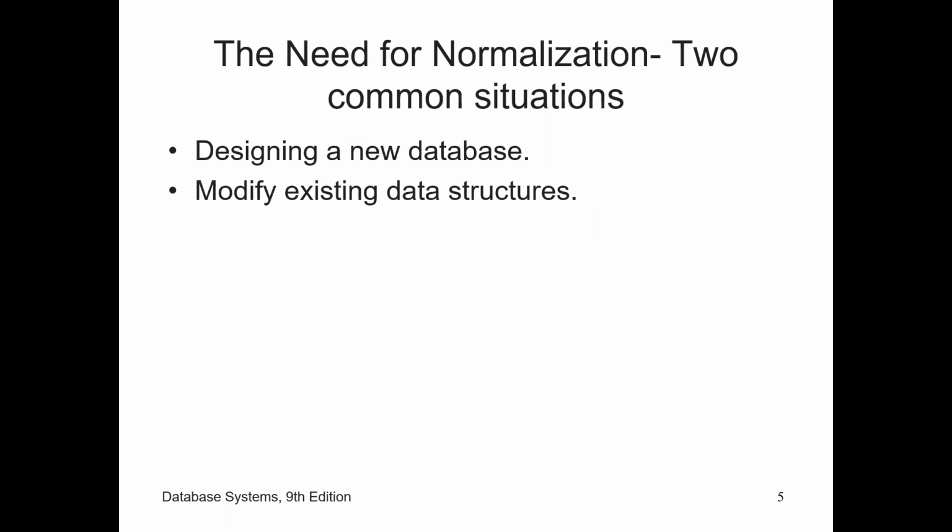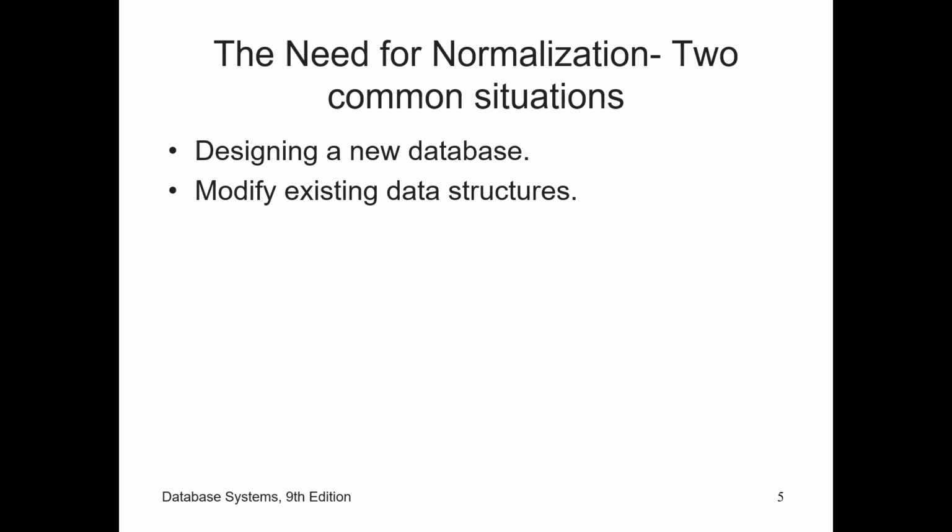The need for normalization. Normalization is typically used in conjunction with entity relationship modeling. There are two common situations in which database designers use normalization. One, when designing a new database structure based on the business requirements of end users, the database designer will construct a data model. After the initial design is complete, the designer can use normalization to analyze the relationships that exist among the attributes within each entity to determine if the structure can be improved through normalization.